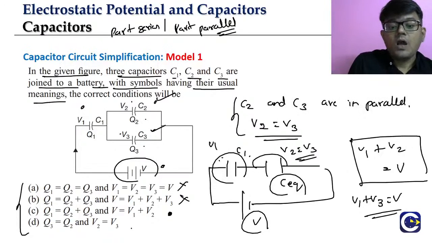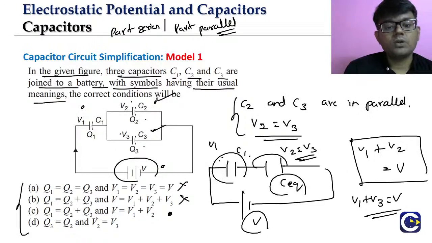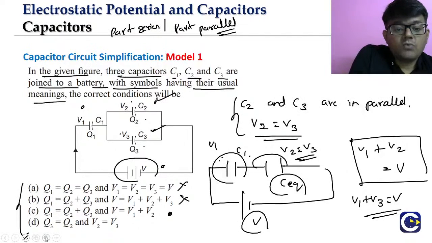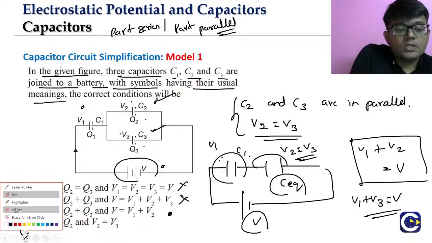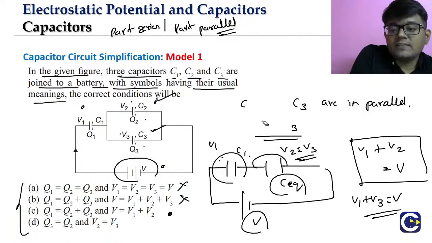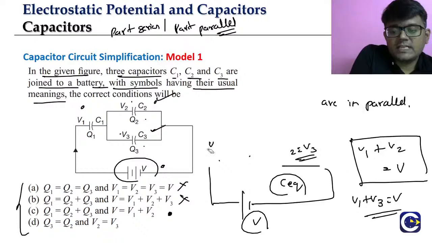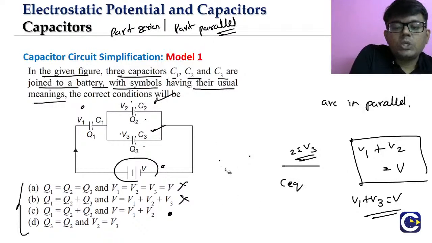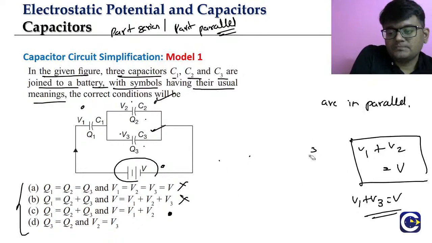But look at what option D says: V2 is equal to V3. Is that correct? Option D, what is the statement they are saying? V2 is equal to V3. That is also correct, because they are parallel, so the potential difference across them will be the same. But look at the charge information. In option D, what do they say about charge? Q2 is equal to Q3. Is it correct?